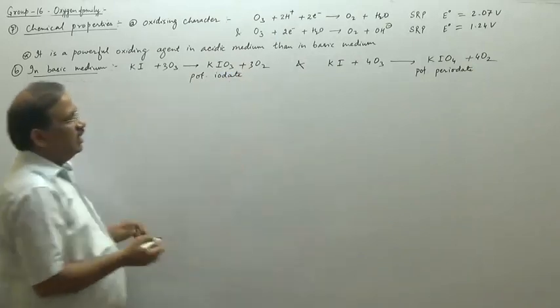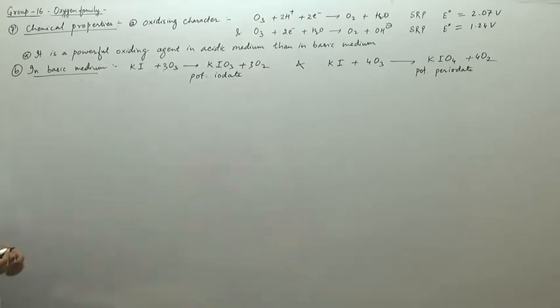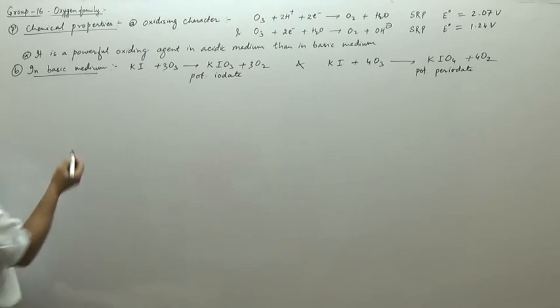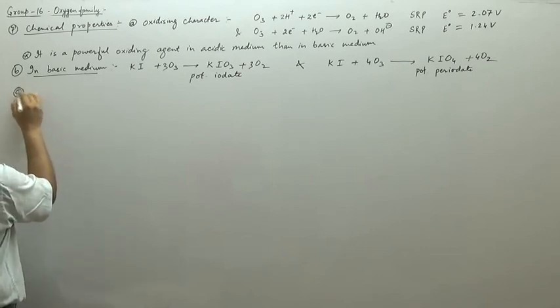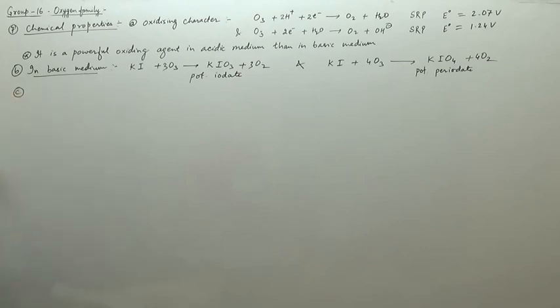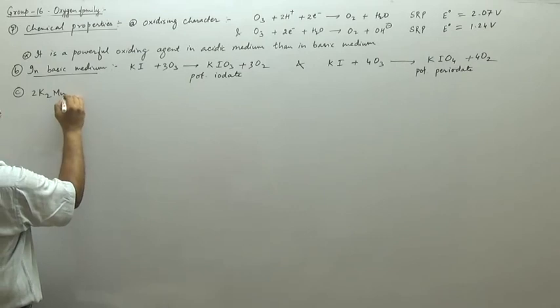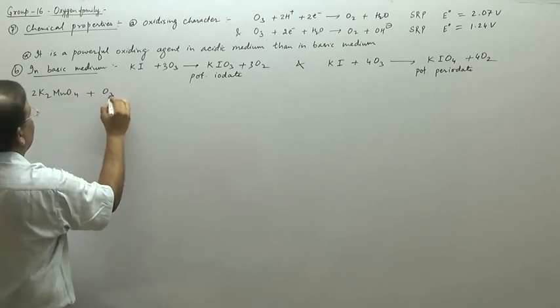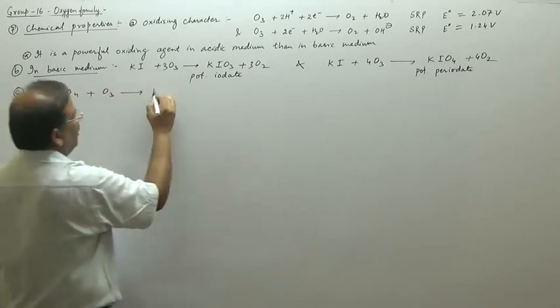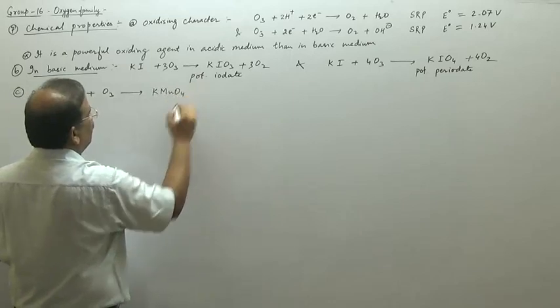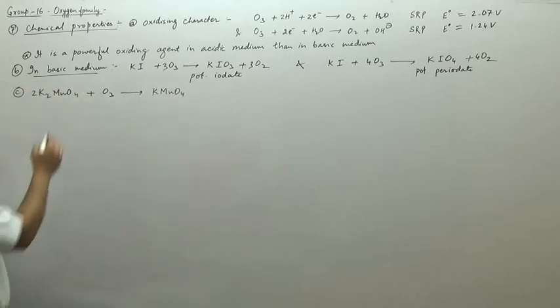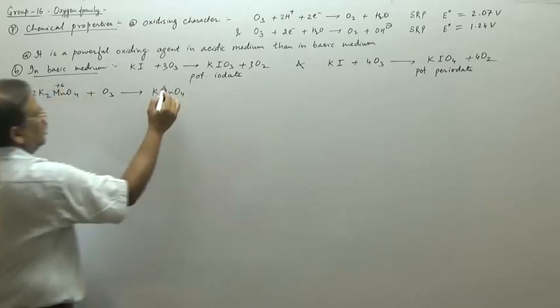Potassium iodate and potassium periodate are formed in the reaction like that. So we can say the reactions are like that. Now even KMnO4 reacts. If I write the reaction with KMnO4, when K2MnO4 reacts with ozone, it can be used for the preparation of KMnO4. It will get converted into KMnO4, that is, from plus 6 oxidation state to plus 7.